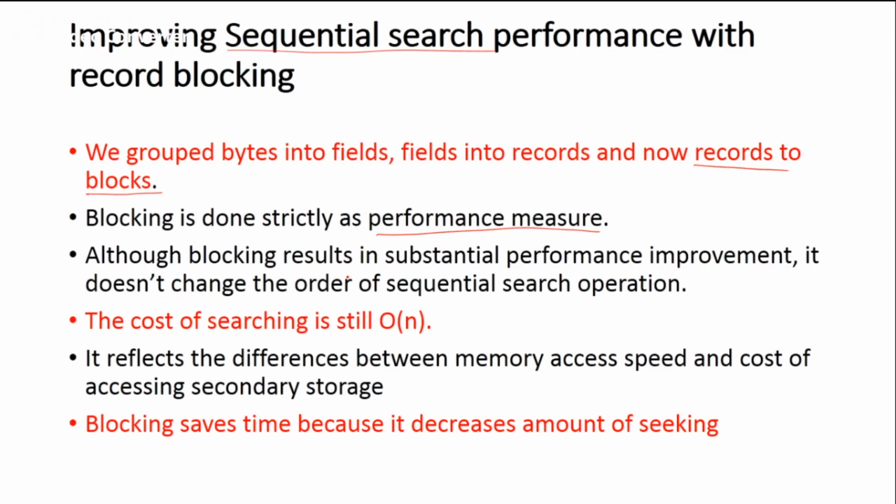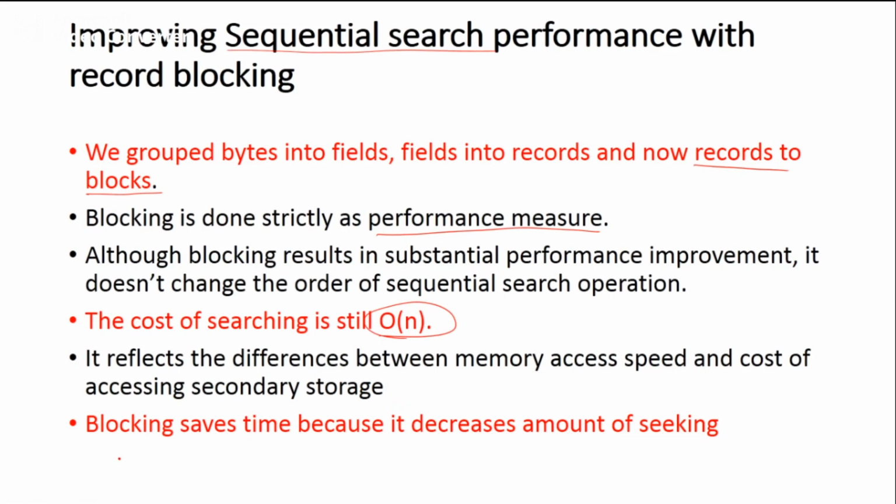Although blocking results in substantial performance improvement, it doesn't change the order of sequential search. It will always be big O of n itself. The cost of searching is always O of n itself. It reflects the differences between the memory access speed and the cost of accessing secondary storage.